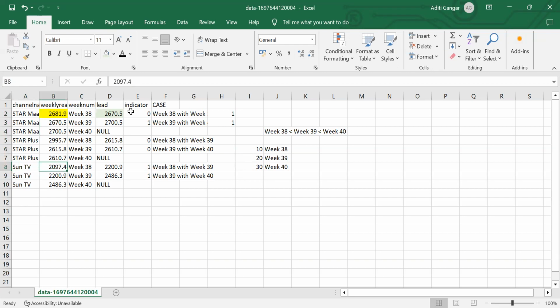Now, Sun TV. Week 38 and week 39 comparison. You can see from 2097 to 2200, it is increasing in one week. And from 2200 to 2486, it is increasing again. So this is an increasing trend. Will Sun TV come in the final output? Yes or no in the chats? One confirmation, two confirmation, three confirmation. What about others? Okay, great.